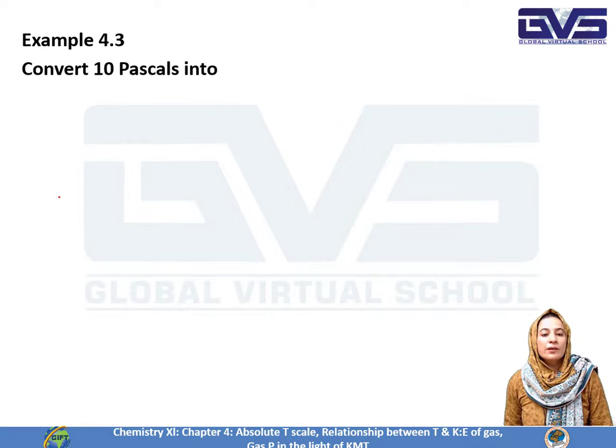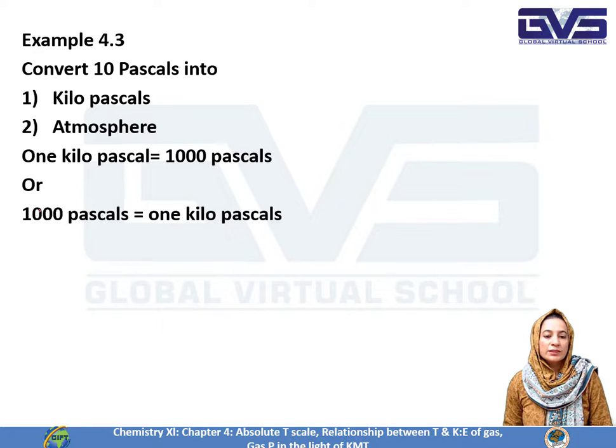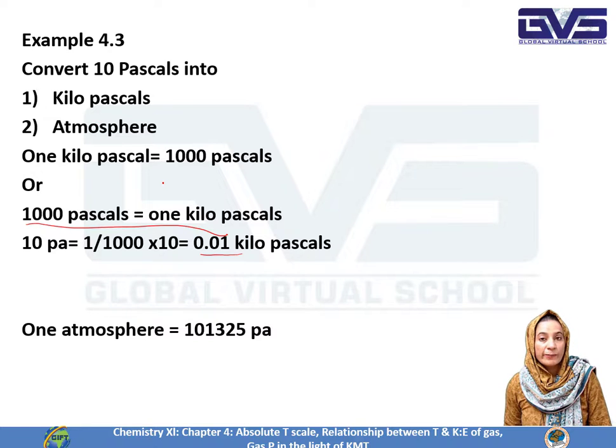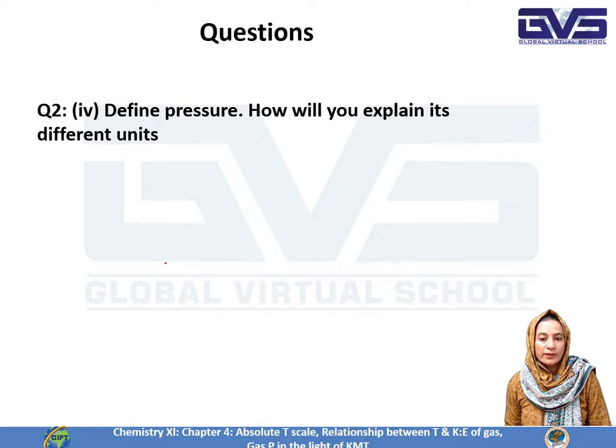So now we have an example: convert 10 Pascal into kilopascal. Obviously, 1000 Pascal is equal to 1 kilopascal, then 10 Pascal will be equal to 10 over 1000. So this is converted into kilopascal. Now convert Pascal into atmosphere. You must know the relation: 1 atmosphere is equal to 101325 Pascal. You can say 10 Pascal will be equal to 1 over 101325 times 10, and this is 0.000098 atmosphere.